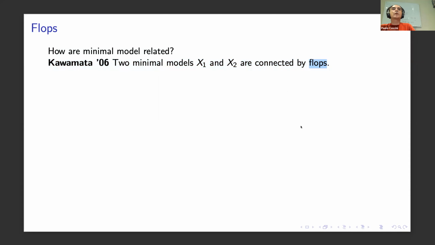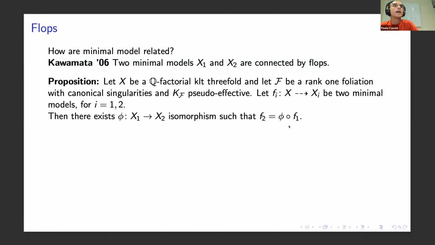So can we ask a similar question for foliations? Well, yes, we can. Now the answer is, what is the answer? The first results, this is due to myself and Spicer, but it's more like a remark than a theorem. So let me consider the case of a rank 1 foliation. Let's suppose that X is a Q-factorial threefold. This is not very important, but what is really important is that the foliation has canonical singularities. Like in Kawamata's theorem, we need to assume that the minimal models are terminal.